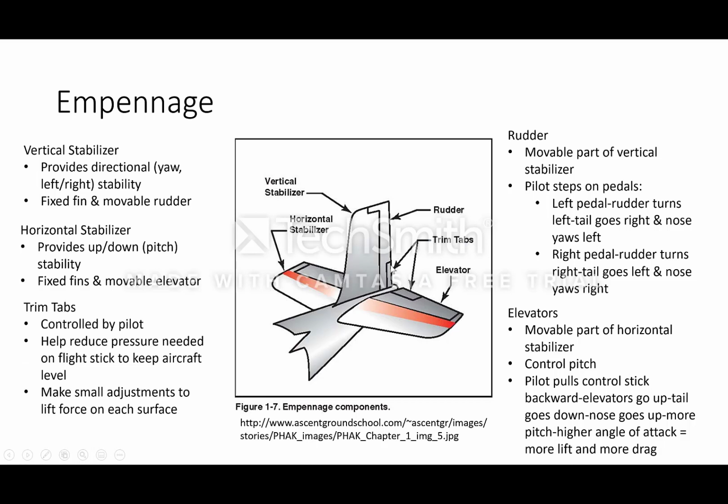The last little pieces back here are called trim tabs. Those are controlled by the pilot to reduce the pressure on the flight stick so that it'll be a little easier to use the flight stick or yoke. And it'll be easier to control the plane. And the adjustments to the trim tabs will occur the entire flight, so as to control the lift force as the fuel gets used up.